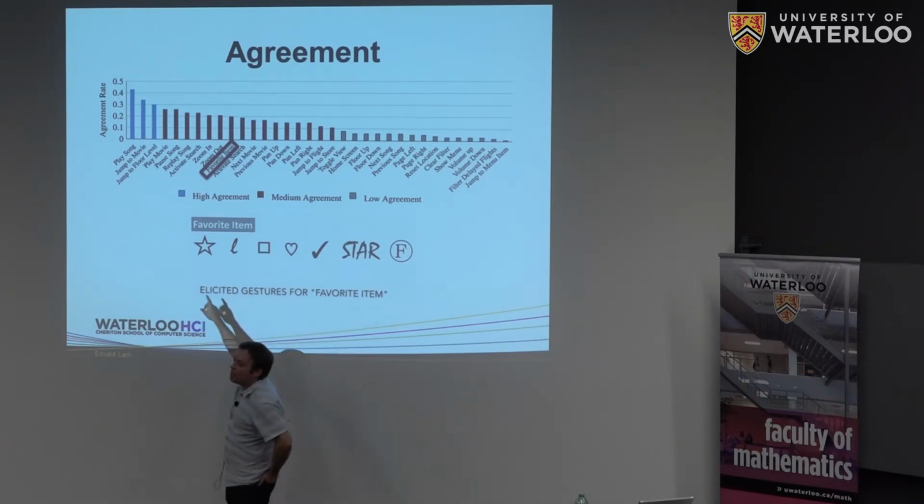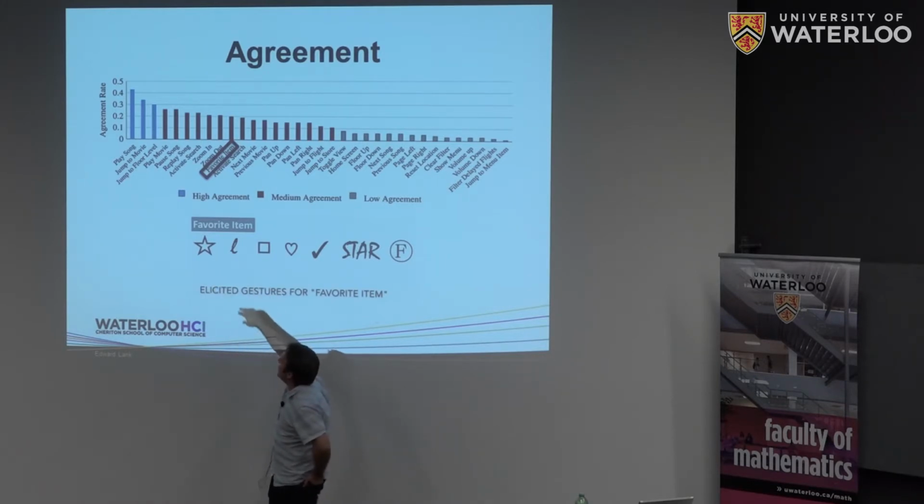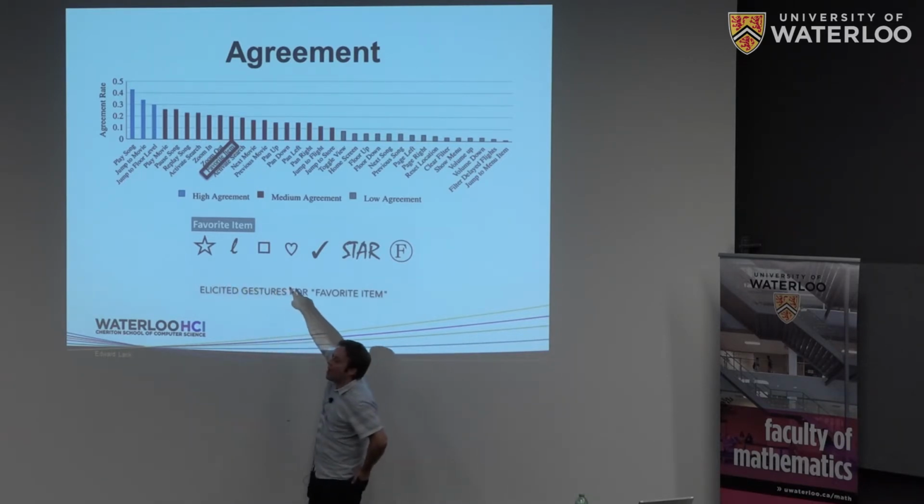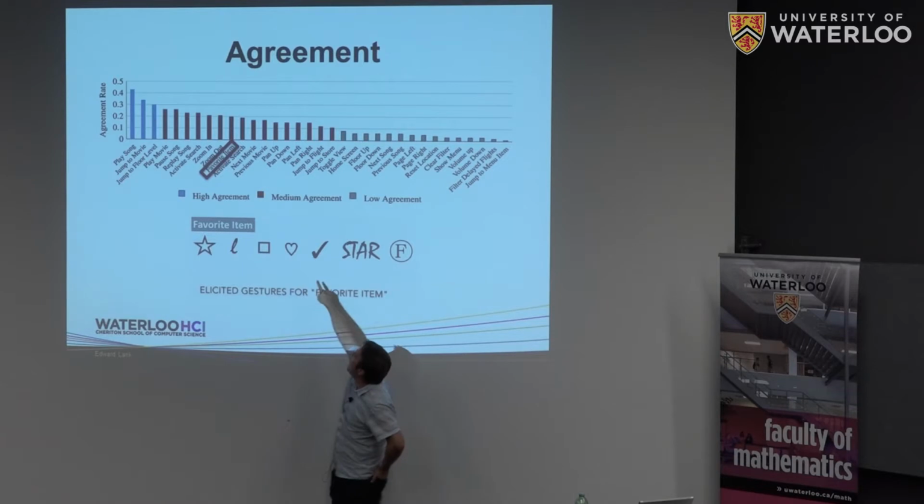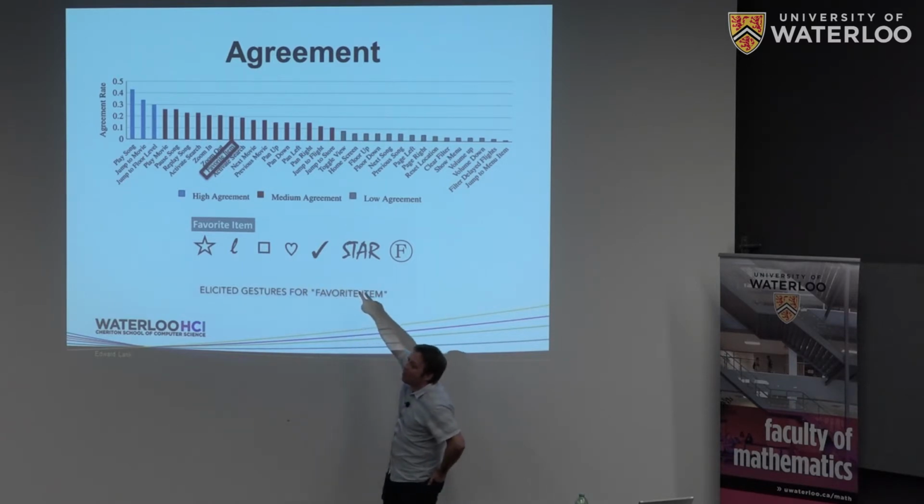It's a favorite item. And when we ask users to describe a favorite item, they do a bunch of things in this space at their side. They draw a star. They draw an L for like. They put a box around it as if they're checking something. They put a heart next to it. They actually check something. They write out a word called star. They put an F with a circle around it.